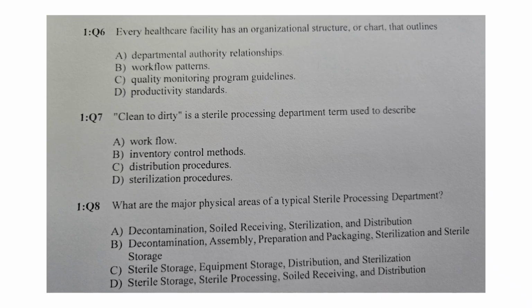Question 8. What are the major physical areas of a typical sterile processing department? A, decontamination, soiled receiving, sterilization, and distribution. B, decontamination, assembly, preparation and packaging, sterilization and sterile storage. C, sterile storage, equipment storage, distribution and sterilization. Or D, sterile storage, sterile processing, soiled receiving, and distribution. And the correct answer is B. They are decon, also called decontamination, assembly, preparation and packaging, sterilization, and sterile storage.